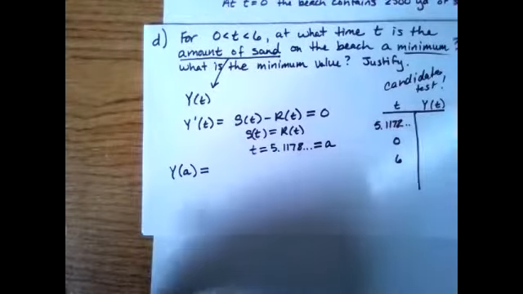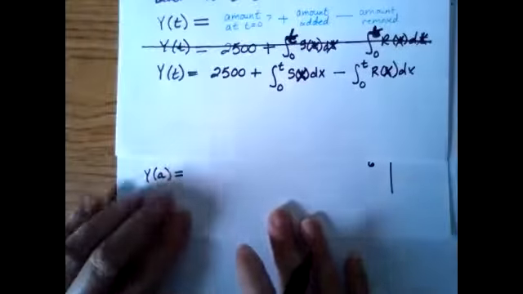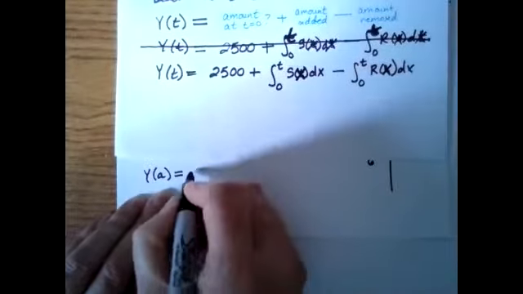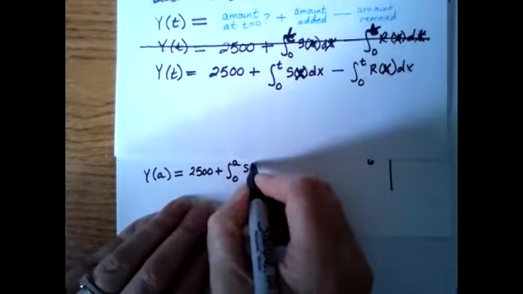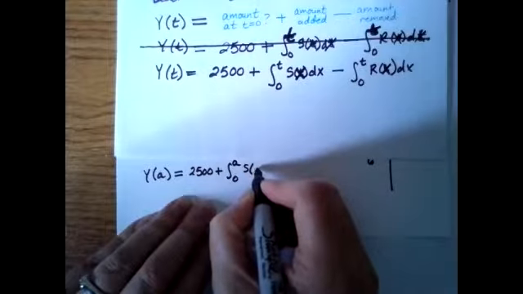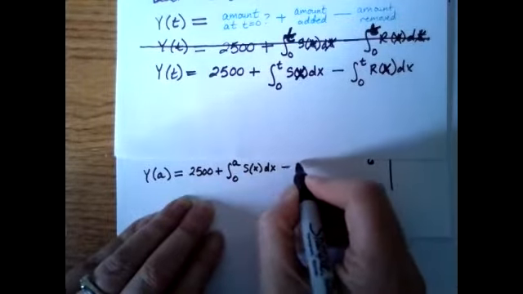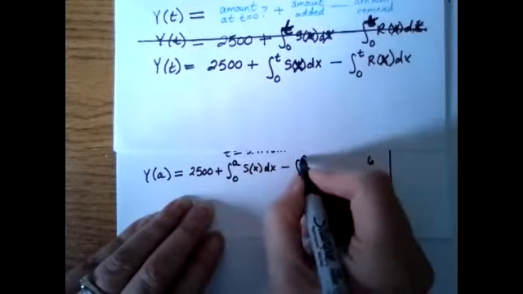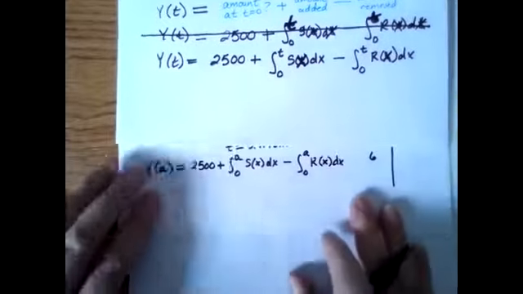What we're going to do for Y at A is go back to part B where we had our function for Y right here. And we're going to just plug A in for our time. So 20 of S of T, S of X, you can use whatever variable you want. I'll go ahead and use X. dx minus, same integral from 0 to A, this time of R of X dx.